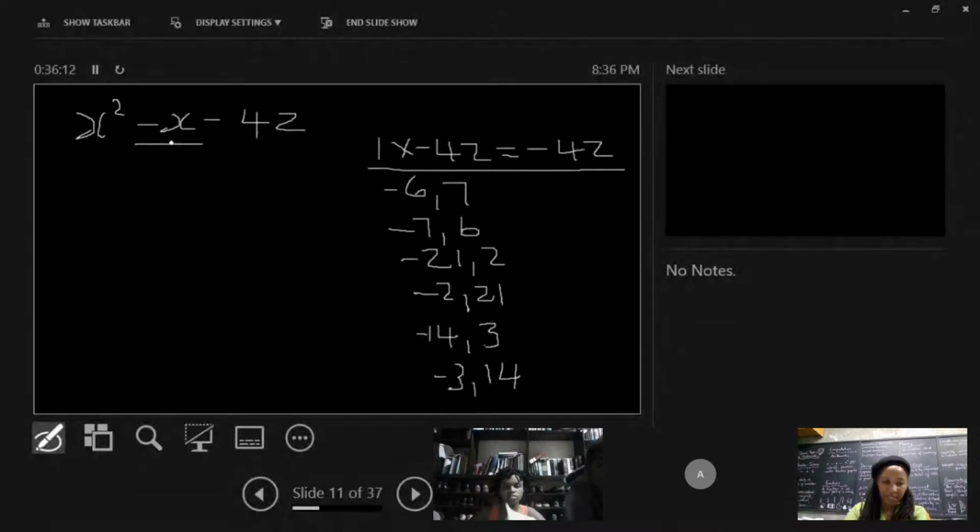Yes, miss. Once you see the two of them, you can go ahead. So which pair would add to give -1? Miss, -6 plus 7. Would that give a -1? Oh no, miss, this would give +1. Yes, miss, -7 plus 6. Okay. And bear in mind, the coefficient here is -1. The coefficient here is +1. We don't write the 1, but we know that it's there.